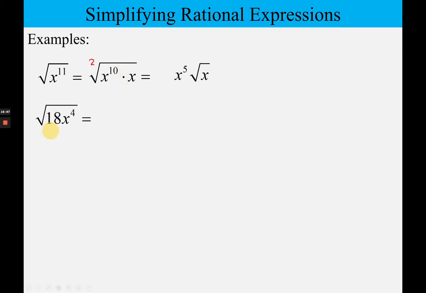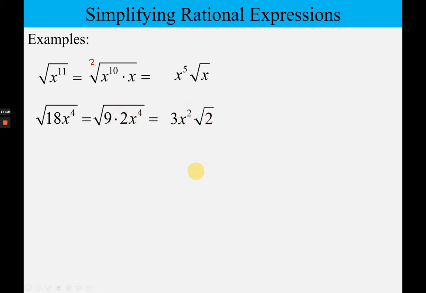Next, square root of 18 times x to the power of 4. 18 is not a perfect square, but you can factor it into 9 times 2. Square root of 9 is 3. Square root of x to the 4, 4 over 2, is x squared. So you have 3x squared, and then 2 is left unchanged as square root of 2. Again, square root of 9 is 3, x to the power of 4 has a square root of x squared, and square root of 2 does not change.